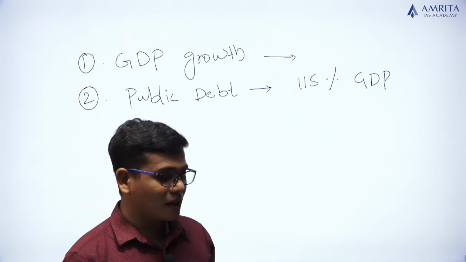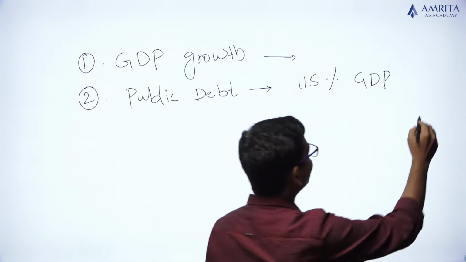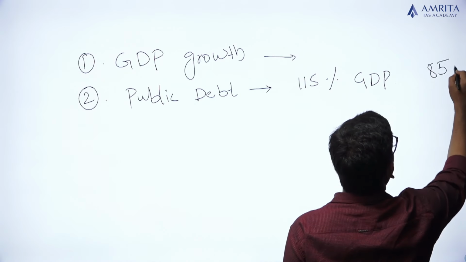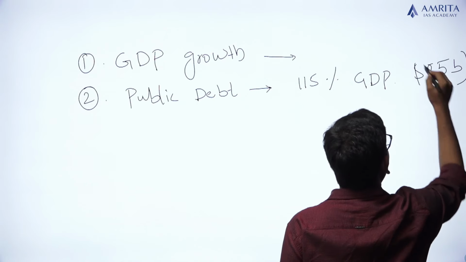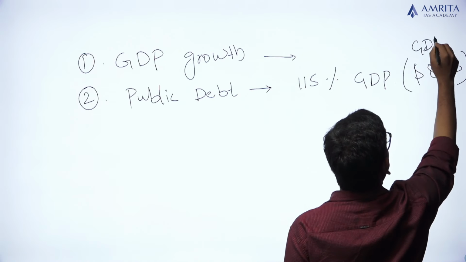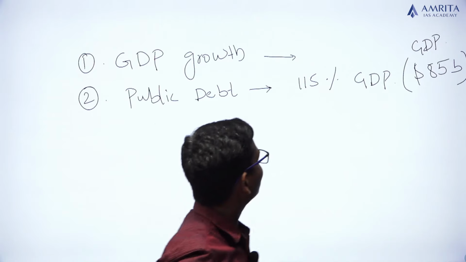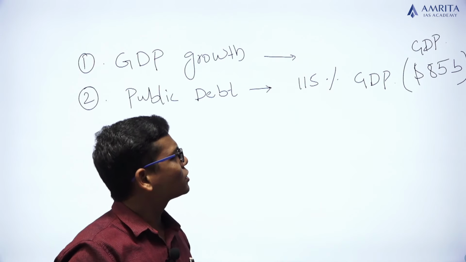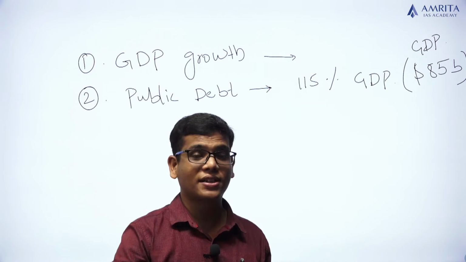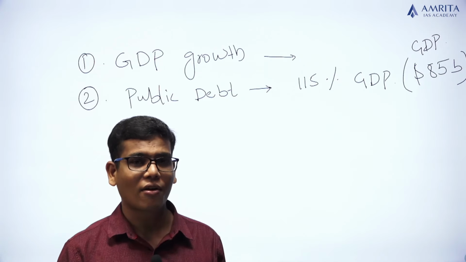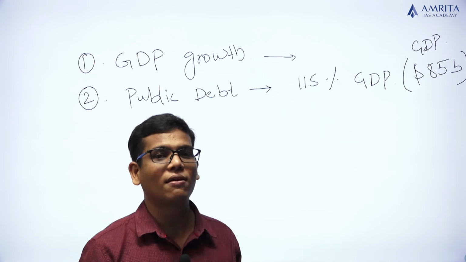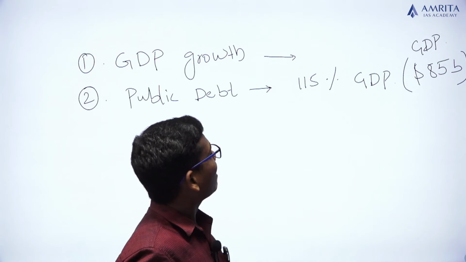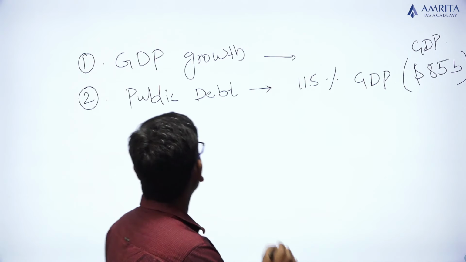Then what is the GDP of Sri Lanka? GDP of Sri Lanka is around $85 billion. Now you can imagine, it's almost close to $100 billion of debt that Sri Lanka is having. That means beyond the capacity of GDP, they are having the debt.